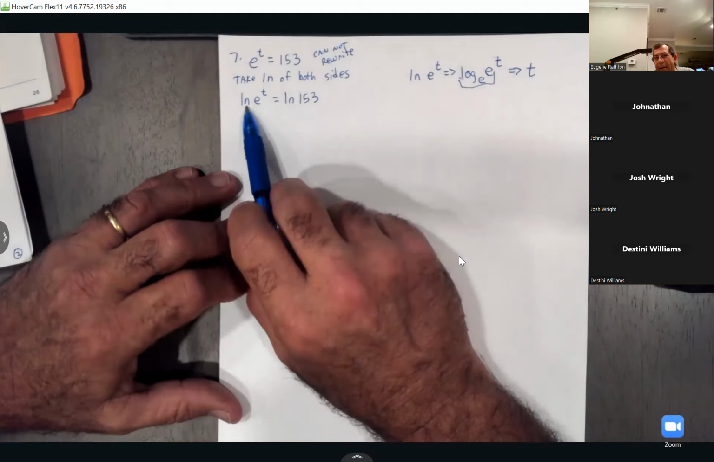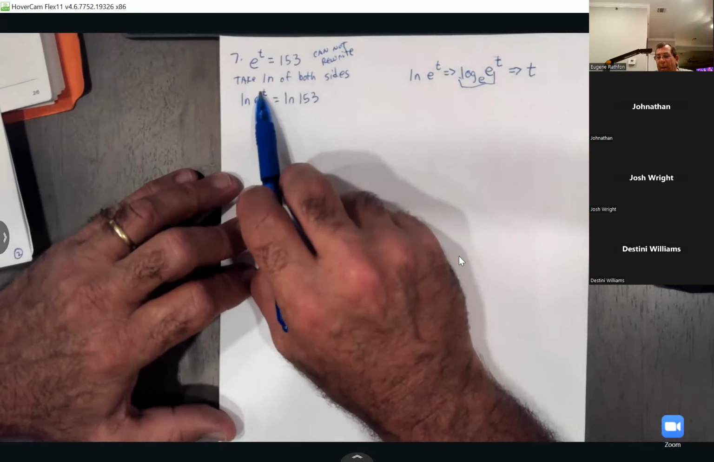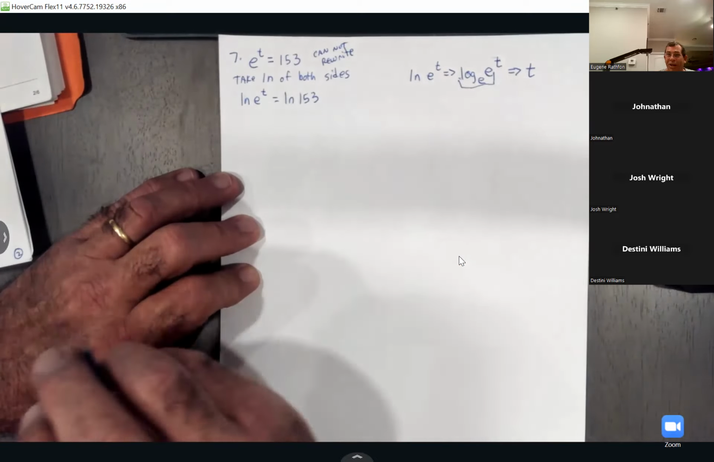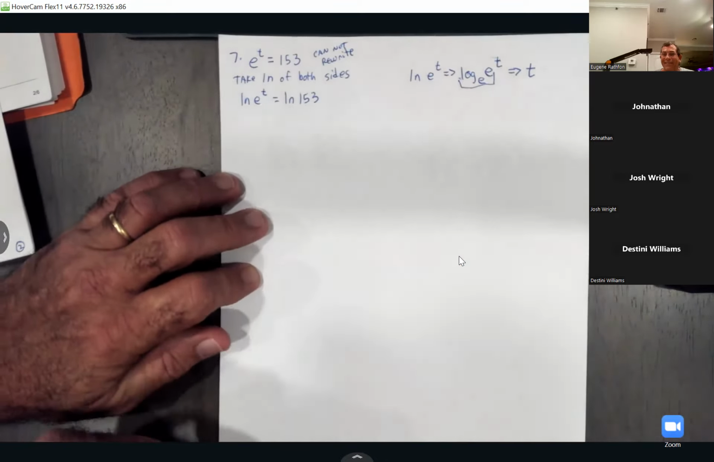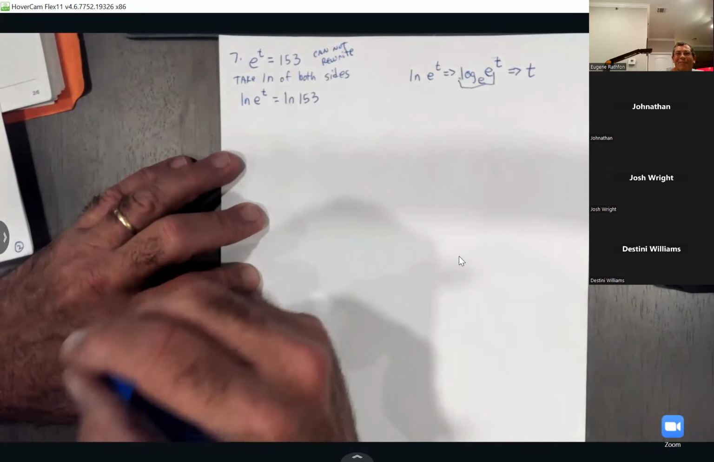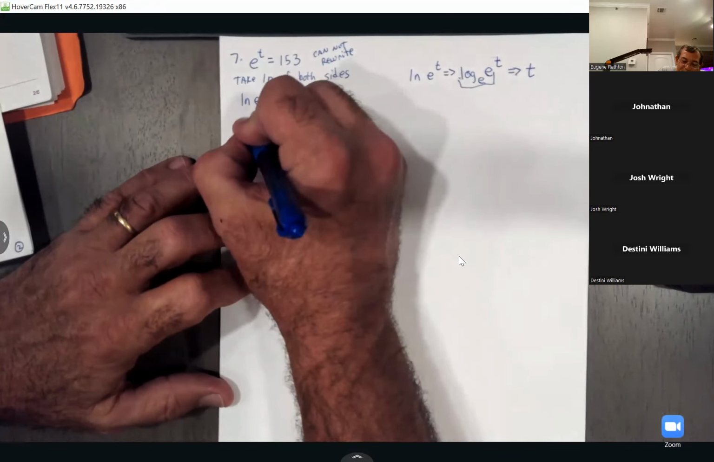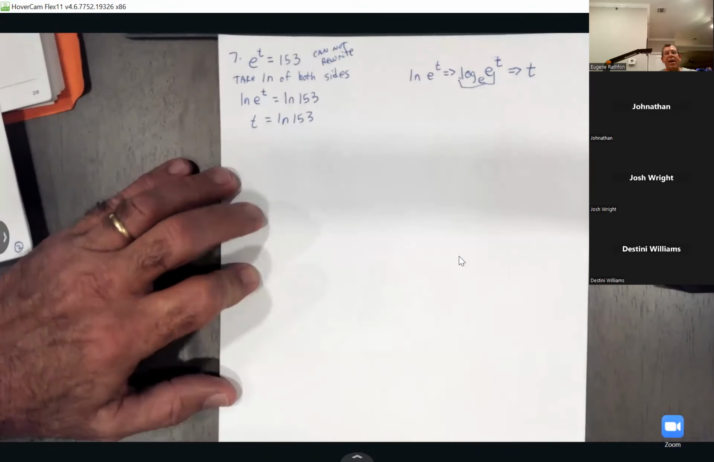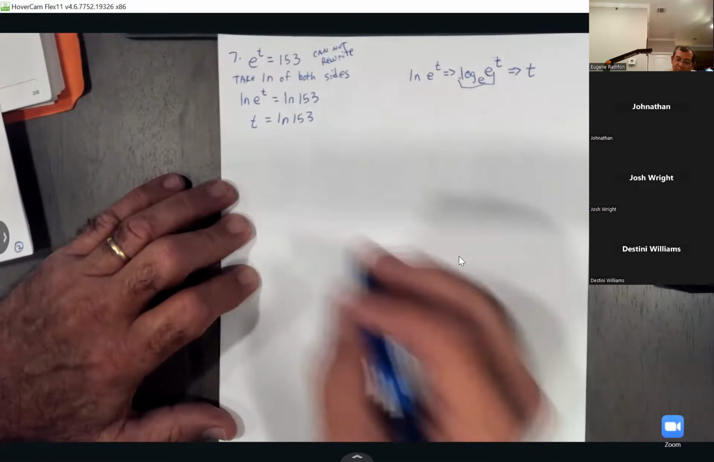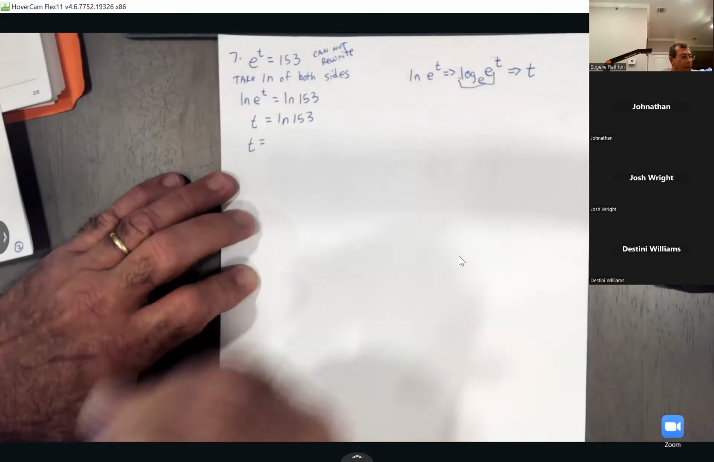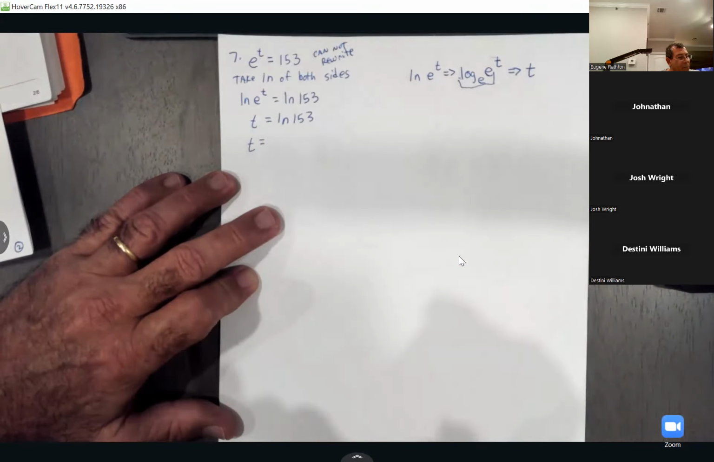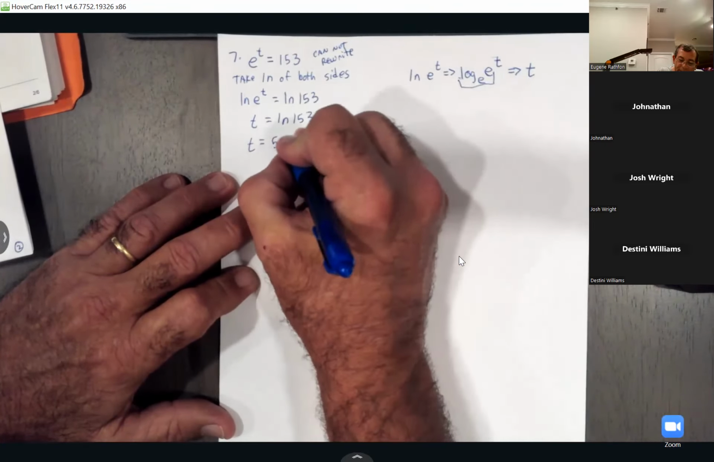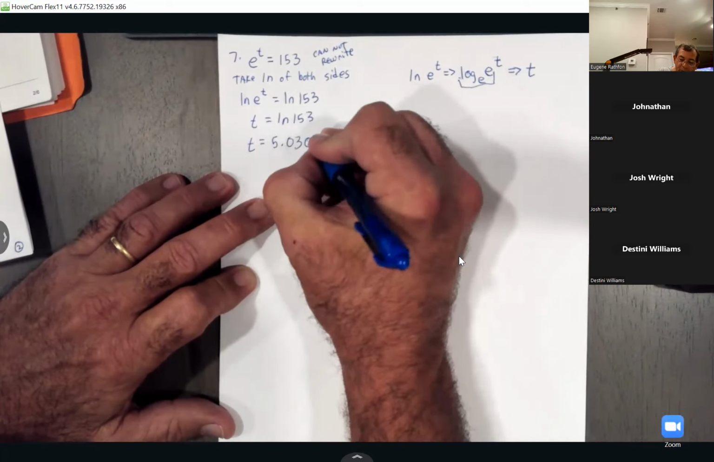So when you take the ln of E to any exponent in the long run, it's just going to equal that exponent. So good job. Who was that, Destiny? Yes, it was me. Okay, good job. So all that's left over here will be our T equals the ln of 153. We can now just punch that in our calculator. And rounding that to 4 places, I ended up with 5.0304.